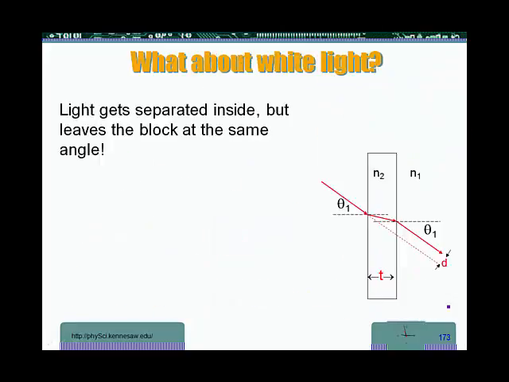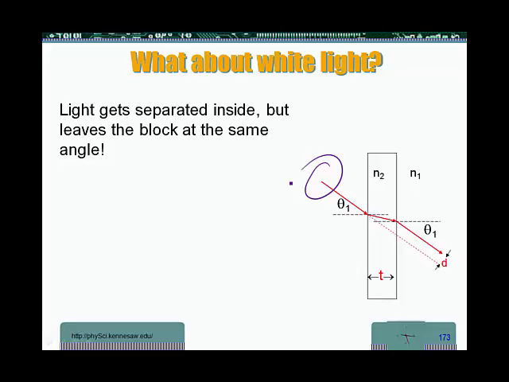Okay, now let's consider something else. What happens to the colors of light? What if we are shining white light here? Is the slab going to disperse the colors? And the answer is no. Why is it no?